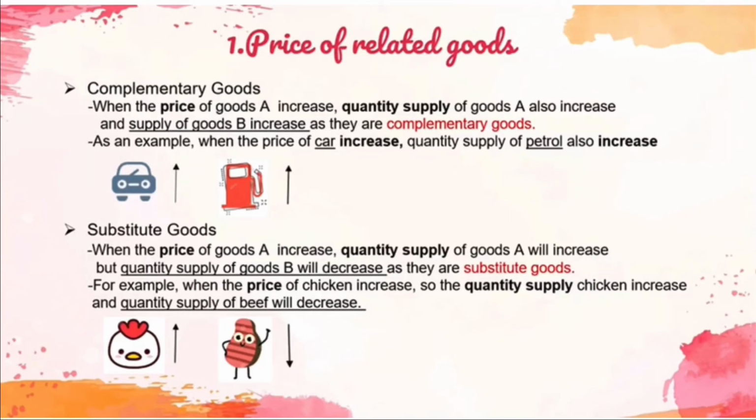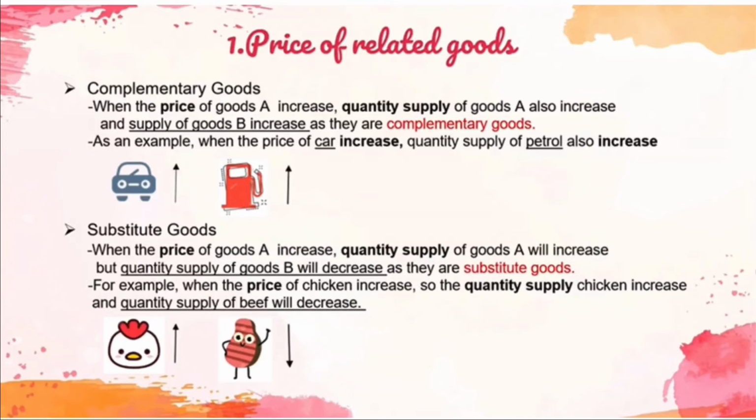The second one is substitute goods. Substitute goods are a bit different from complementary goods because when the price of goods A is increasing, the quantity supplied of goods A will increase, but the quantity supplied of goods B will decrease as they are substitute goods. They are negatively related.